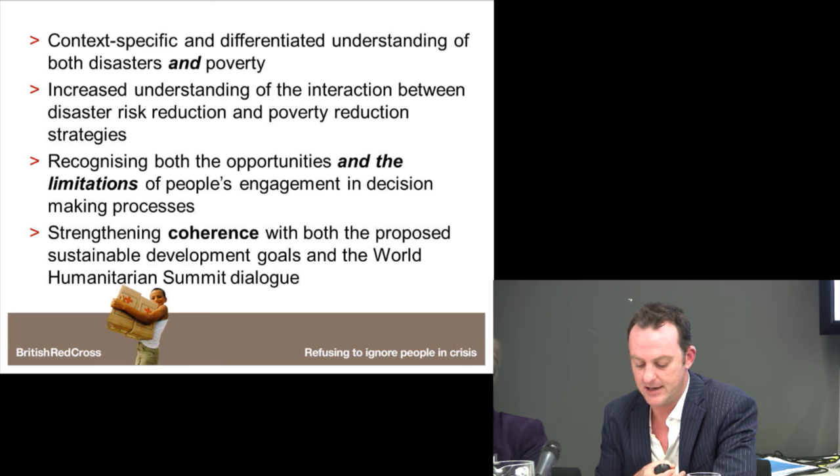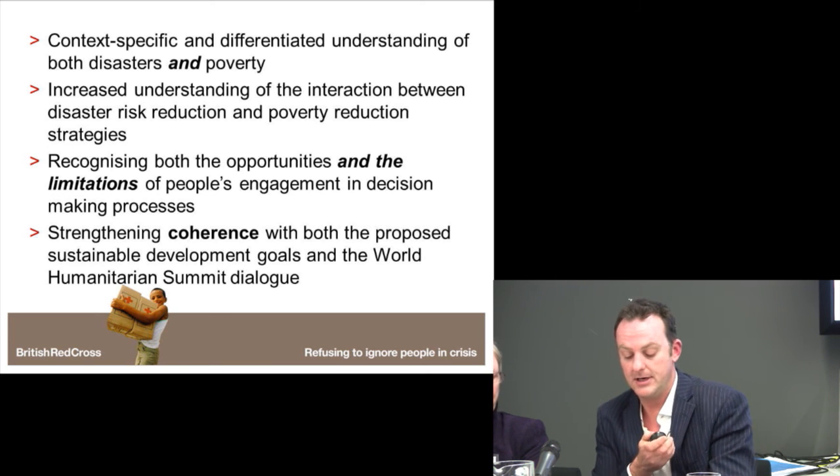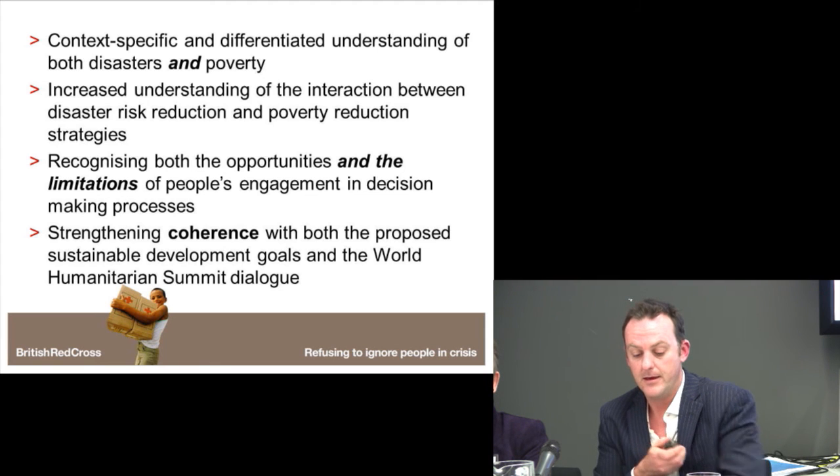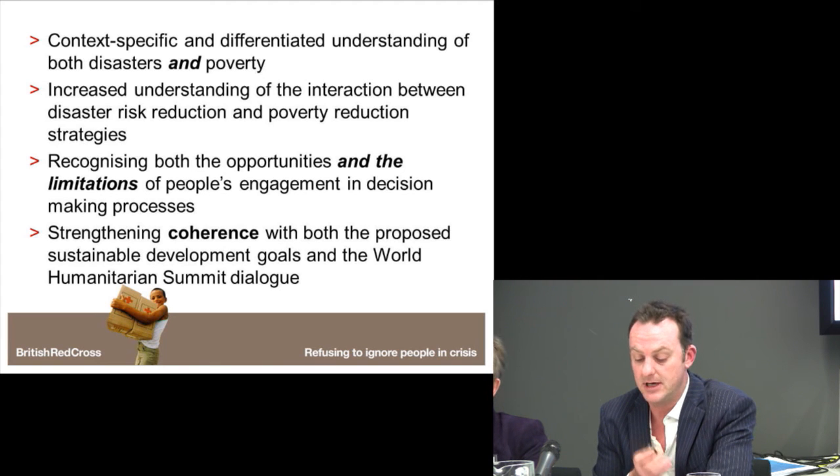And it needs to be based on a much better understanding of the context in which people live, and this needs to be integrated into data collection and decision making. Secondly, there needs to be an increased understanding of the interaction between disaster risk reduction and poverty risk reduction strategies. And this is going back to this point that the way in which we address disasters doesn't necessarily have a positive impact upon poverty. For instance, resilience approaches can exacerbate and entrench existing socioeconomic dynamics.